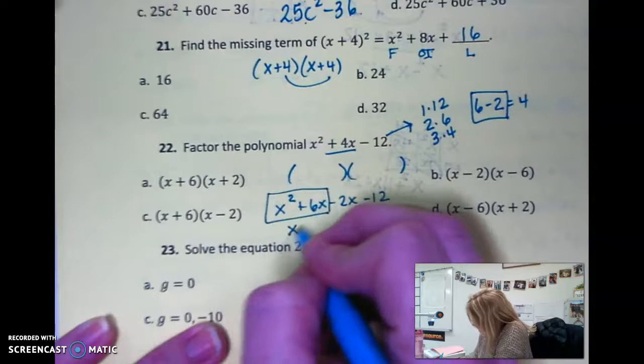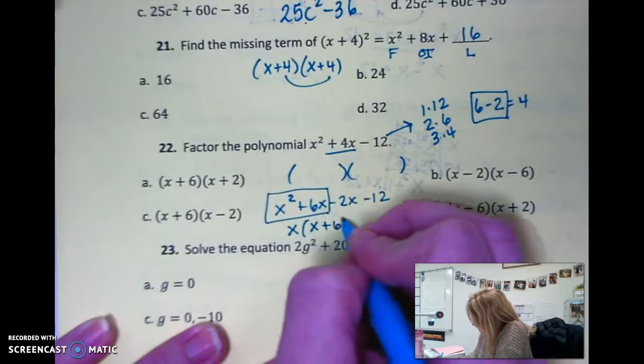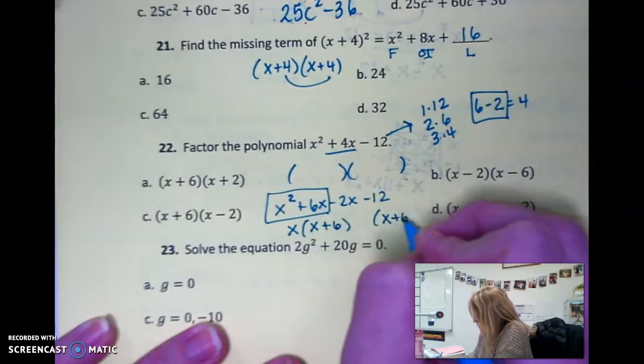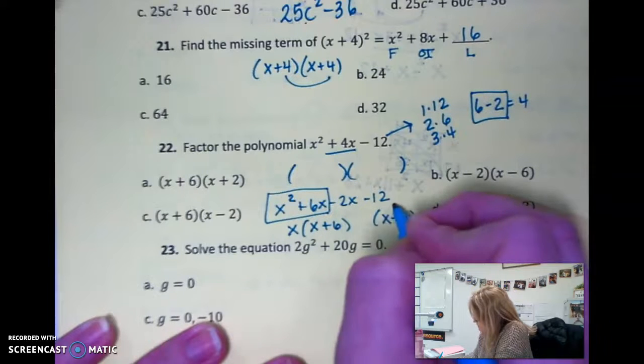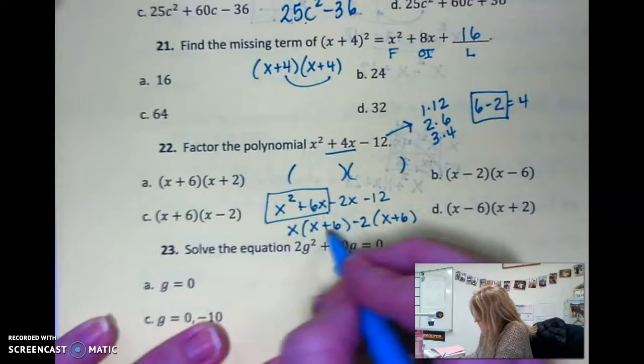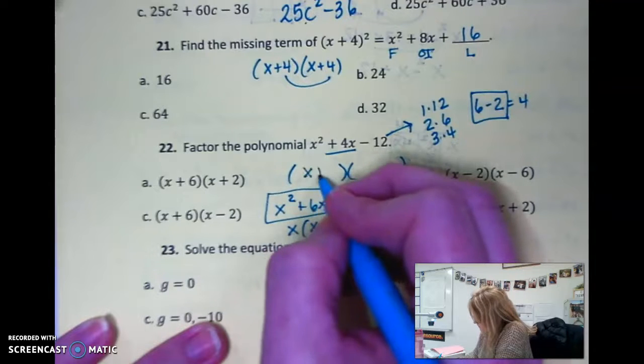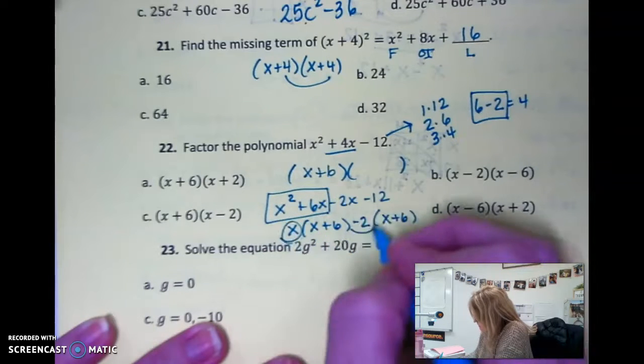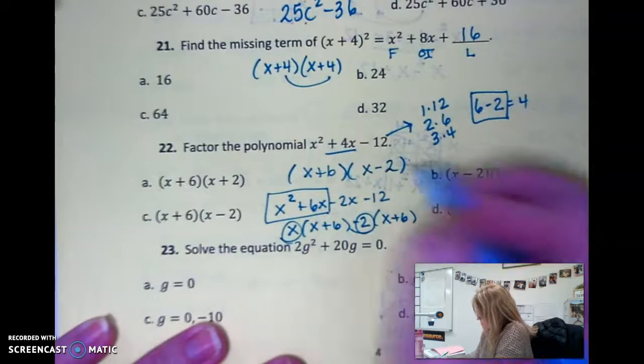From the front, we get a GCF of an x. And now what times x and what times 6 gives me a negative 2x and a negative 12? That's a negative 2. So what do I have 2 of? X plus 6. And when I take them away, I have an x minus 2.